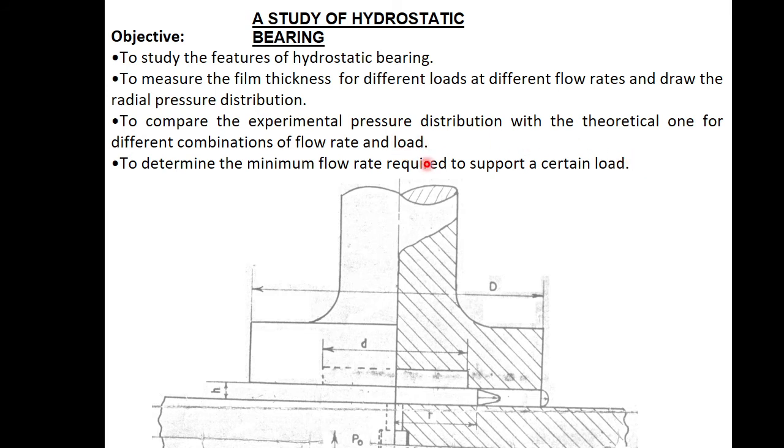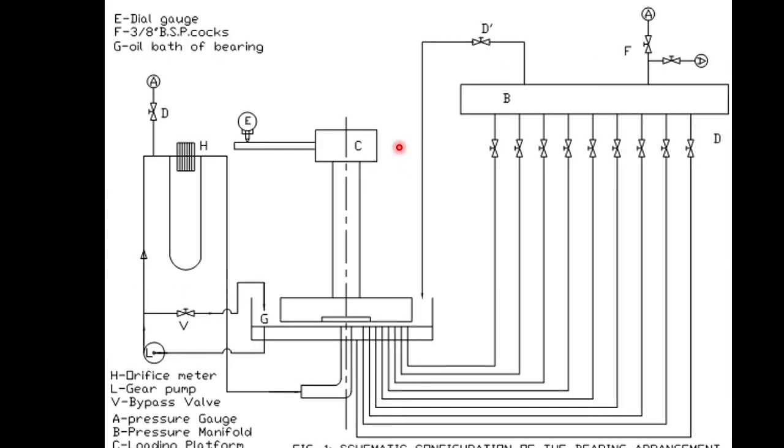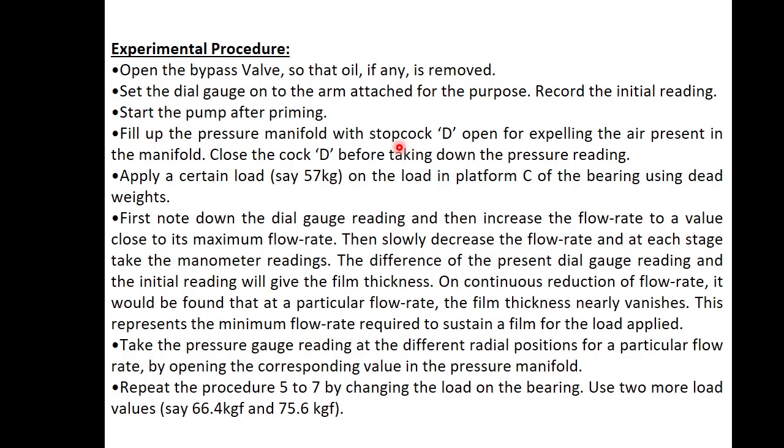Compare pressure distribution and this part. Film thickness, this is what we are measuring through dial gauge. So these are the experimental observations we are doing in this particular experiment. We have explained all these things, the experimental procedure, whatever.